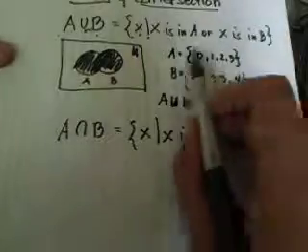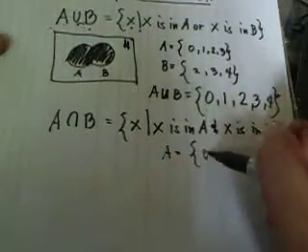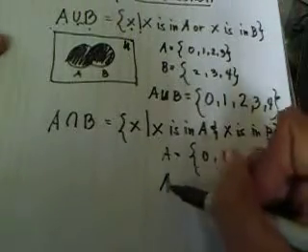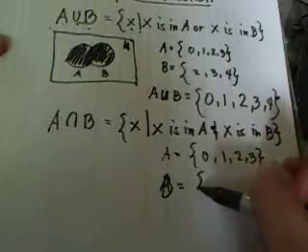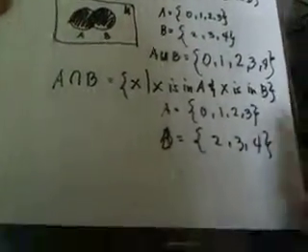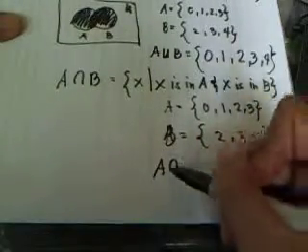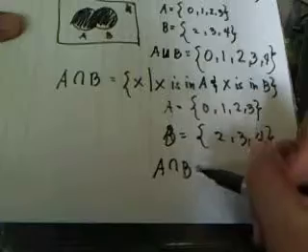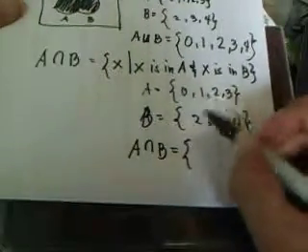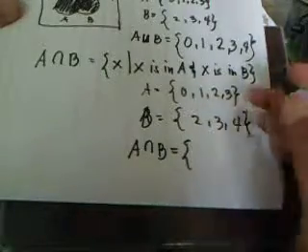So let us again use this example. The elements of set A are 0, 1, 2, and 3, and for B, we have 2, 3, and 4. In finding the intersection of A and B, all you have to do is look for the common elements of A and B, and that is their intersection.